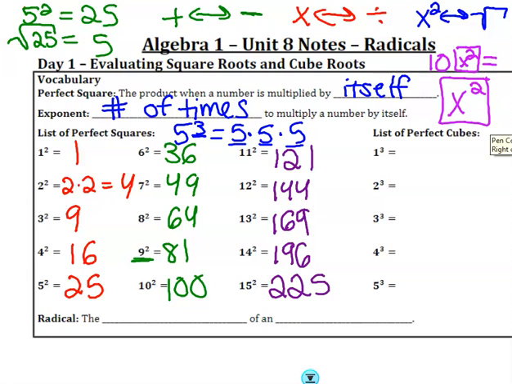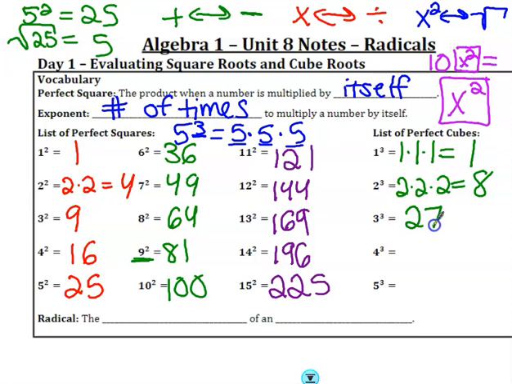All right, list of perfect cubes. Instead of squared, meaning you're multiplying the number by itself twice, cubed means that you're doing it 3 times. So 1 times 1 times 1 is 1. 2 times 2 times 2 is 8. 3 cubed would be 27. 4 cubed is 64. And 5 cubed is 125.